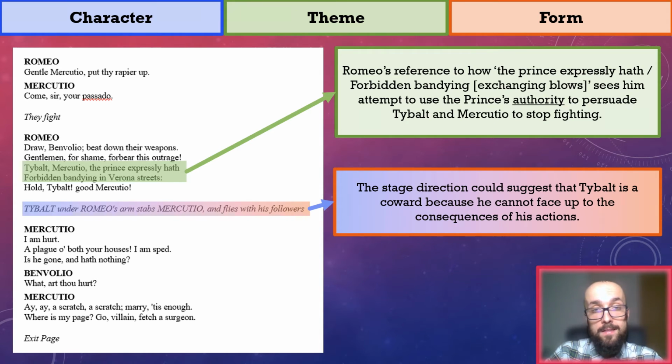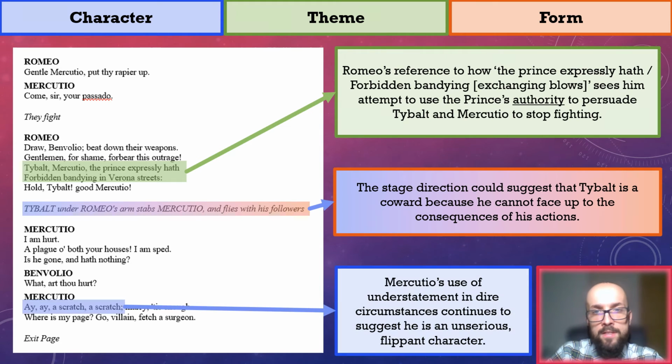Mercutio gets hurt and Benvolio notices this. After his friend asks him about his injury, Mercutio claims that it is a scratch. Now this use of understatement, for we know that Mercutio is wounded much worse than this, continues to suggest that he is an unserious, flippant character, for he continues to play around with language and exude bravado despite the dire circumstances he finds himself in.